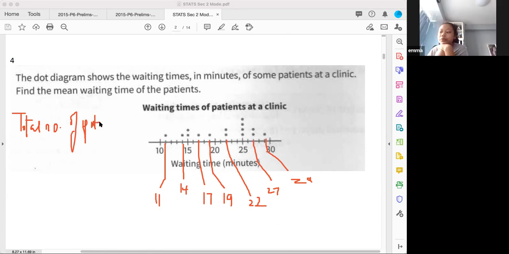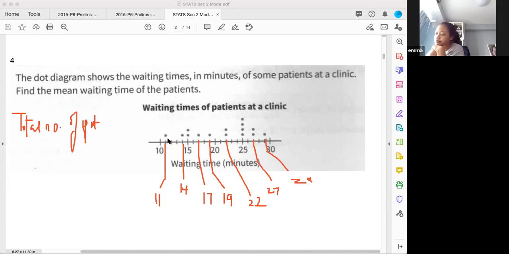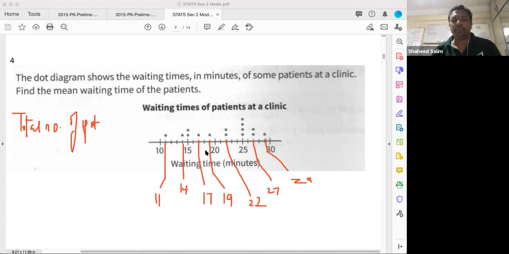Okay. 1.2. Well done, well done. So you know, the total number of hours: 11 times 1, 14 times 1, and you add all of them together, divide by the total number of patients. Okay, well done. So that's okay.